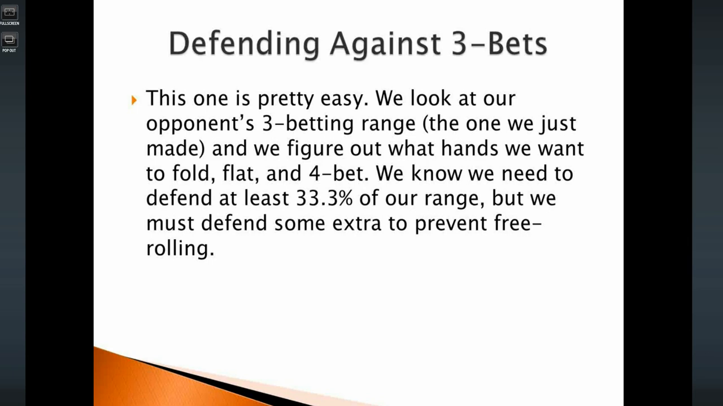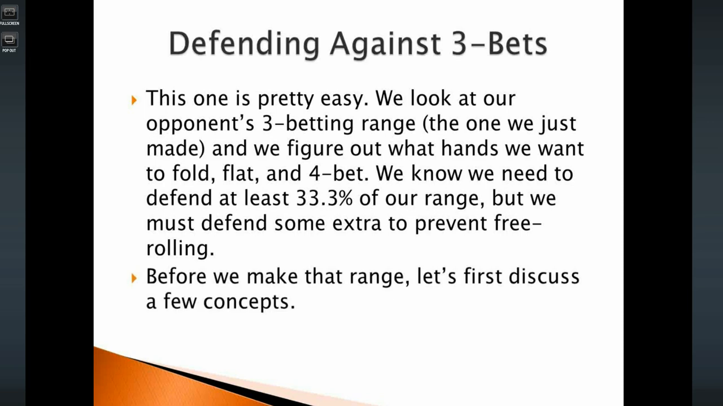Since our opponent was risking 8 big blinds to win 4 big blinds, once again, this is assuming we're from the perspective of the button. So if the person in the big blind was risking 8 big blinds to win 4 big blinds, we have to defend at least 33% of our range, and since we're mostly going to be calling, we're going to have to defend quite a bit more than that. Before we can make that range, let's first discuss a few concepts.